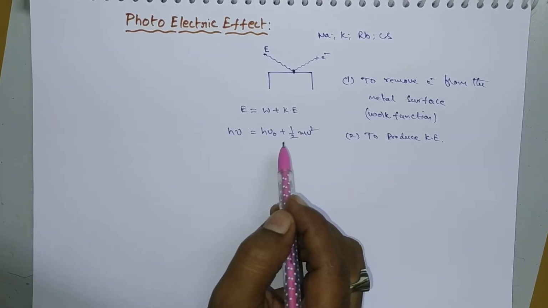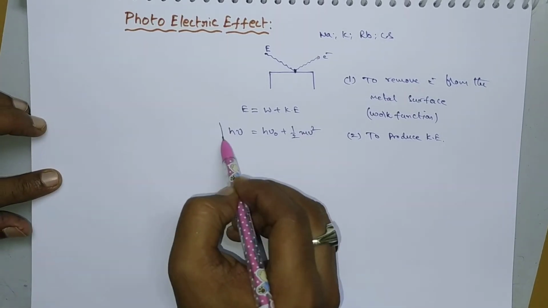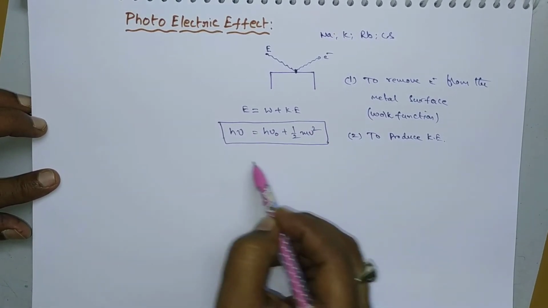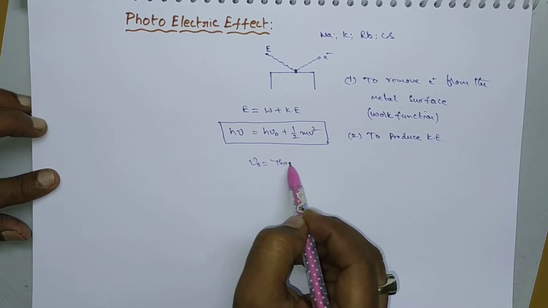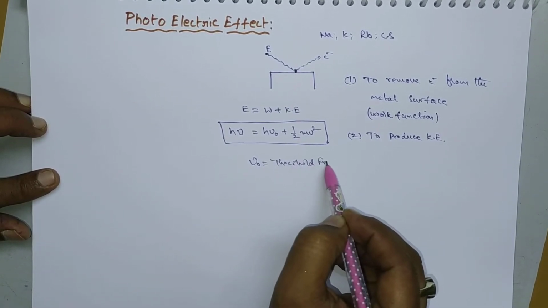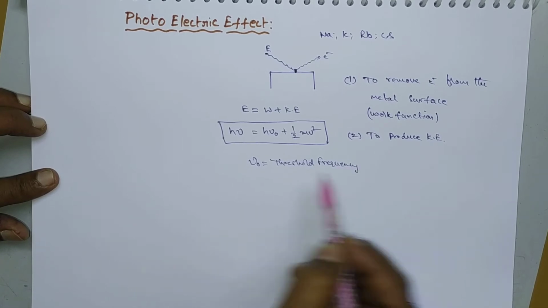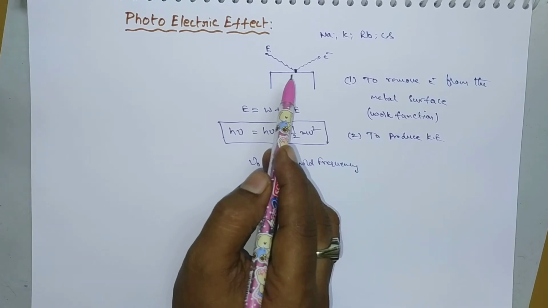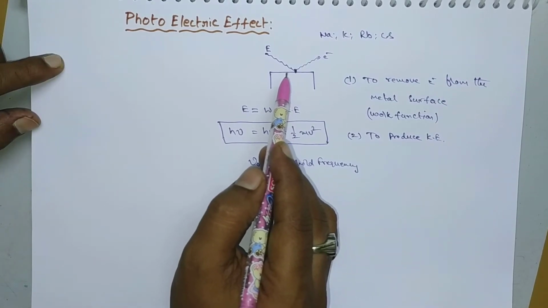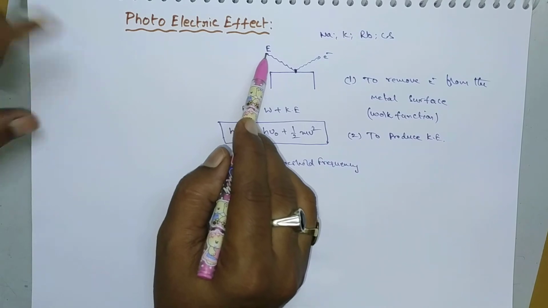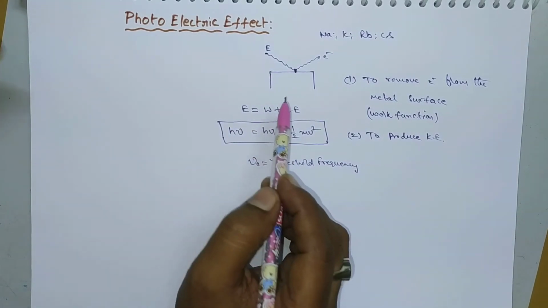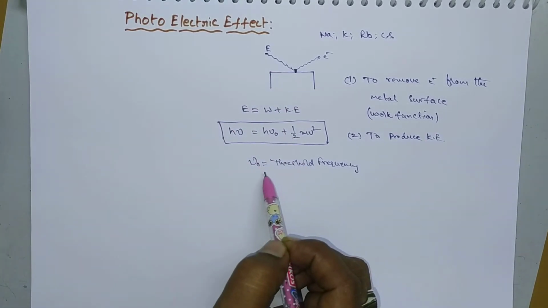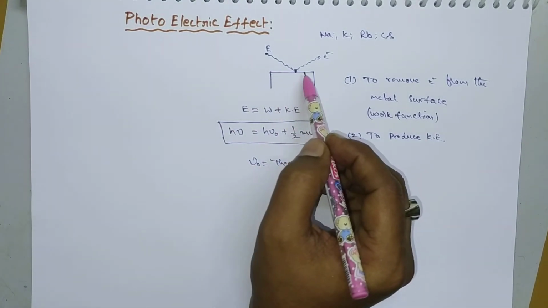So this is the expression for photoelectric effect. Here nu naught is called threshold frequency. If the incident radiation has a frequency beyond the threshold frequency, then only this effect takes place. If the frequency of incident radiation is less than the threshold frequency, the electron cannot be ejected out.